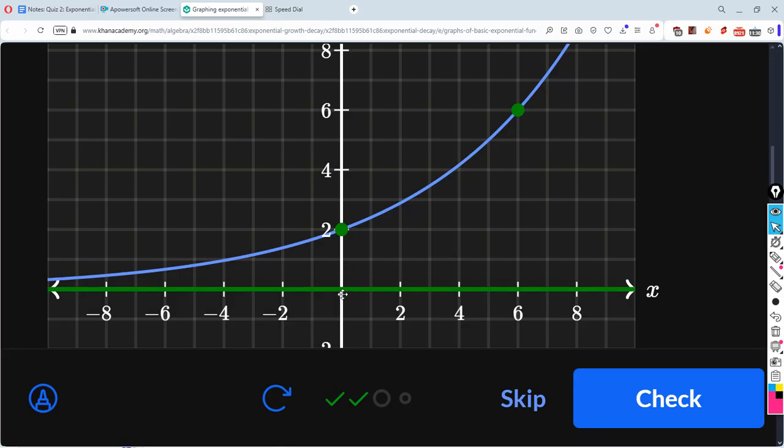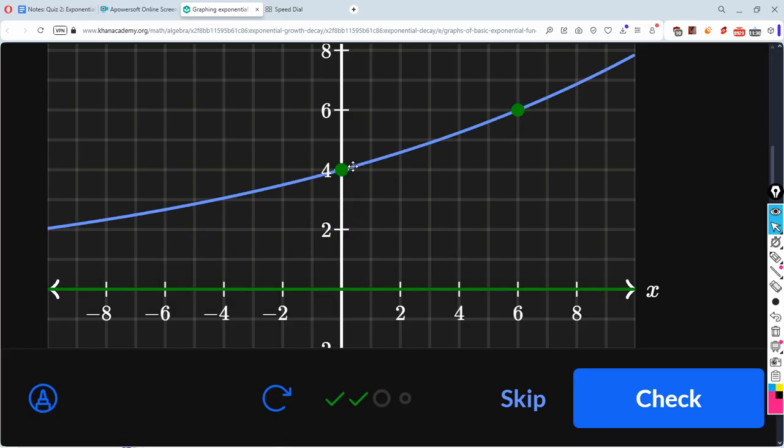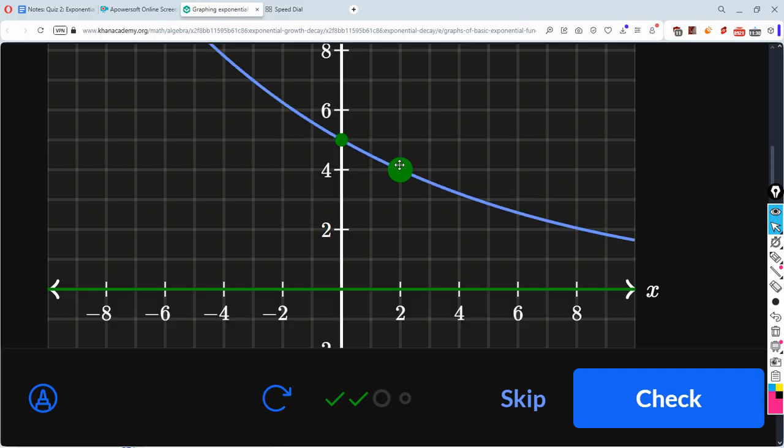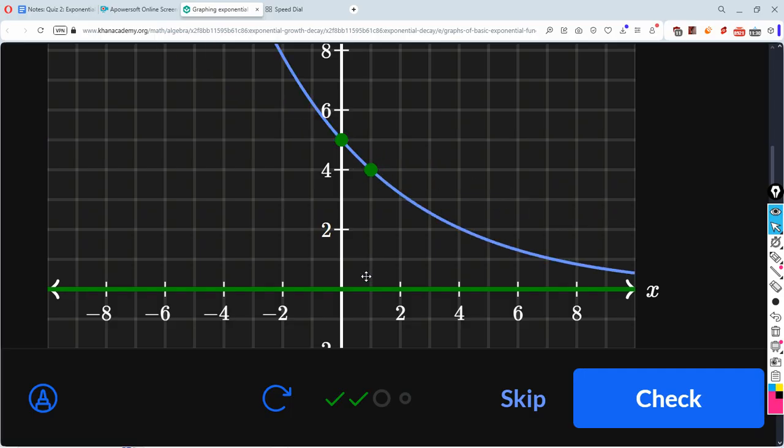All right, at x equals 0, which is right here, you go to 5, in between 6 and 4. And at x equals 1, you go to 4. Right here is x equals 1, that's at 4. At 0, it's at 5.